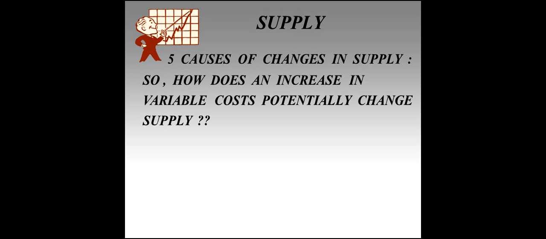Now, having been given a different perspective on costs, let's go back to the first thing that will affect a change in total supply to a market and shift a supply curve. And that was an increase in variable costs. So how does an increase in variable costs potentially change supply? Let's use an example.